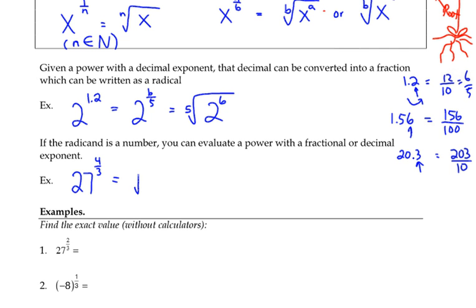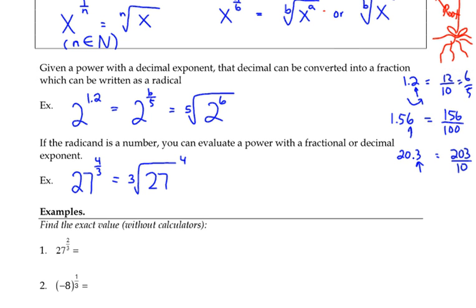So 27 goes in the house. What would be my index or my root? 3. And what would be the power? 4. Now I'm going to put the 4 on the outside instead of on the inside, because it's always easier to make a number smaller first, then bigger, if you're going to use your head and not your calculator.